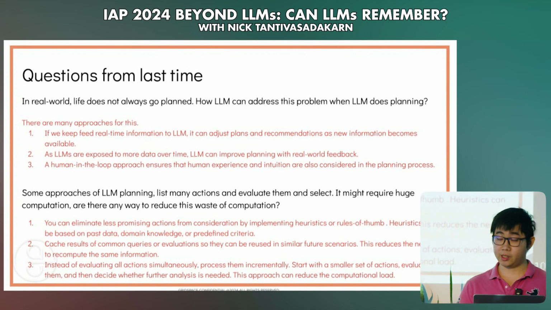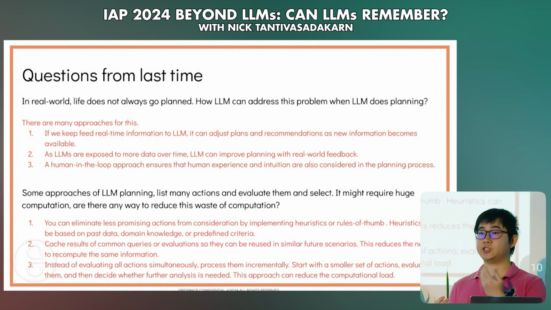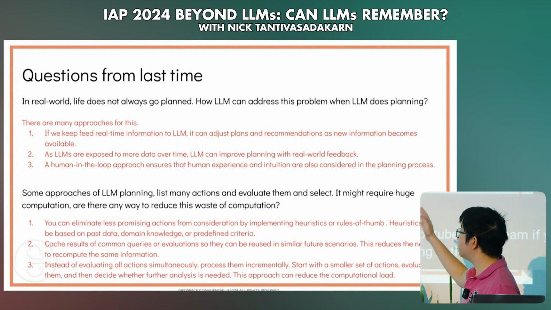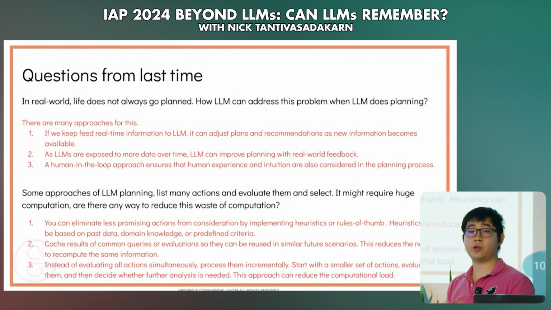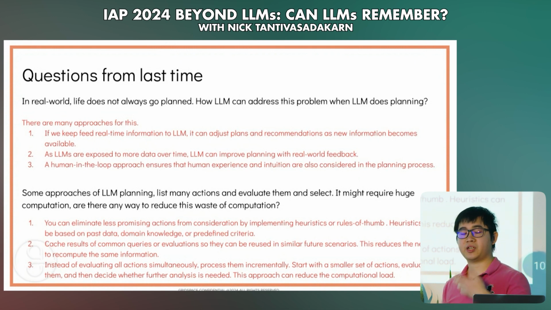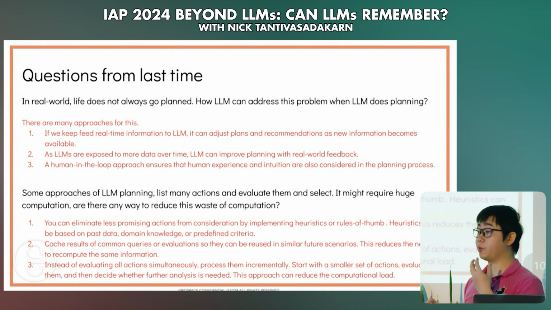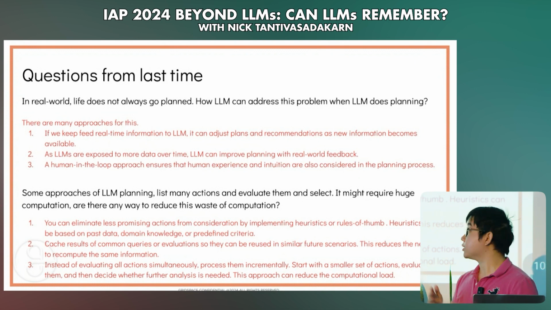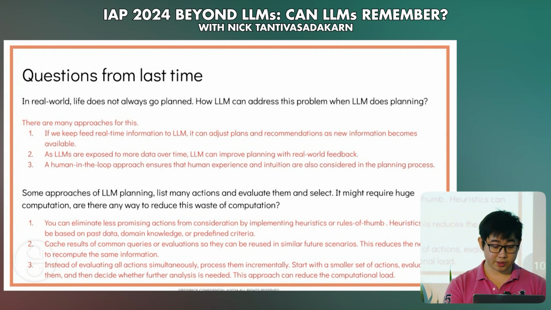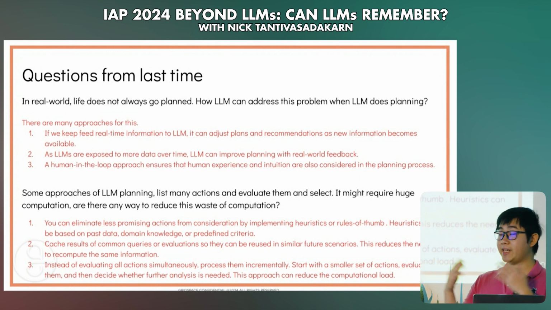One way is to keep feeding it real-time information so that the LLM can adjust and give appropriate recommendations to the new information. The second one is that as it gets more exposed to more data over time, the LLM can improve with the planning on real-time feedback. The third one is that you can also use human-in-the-loop approaches so that it can learn like the human experience and human intuition and hopefully come up with a better plan. Well, the answers are not exclusive to these. There are many more.